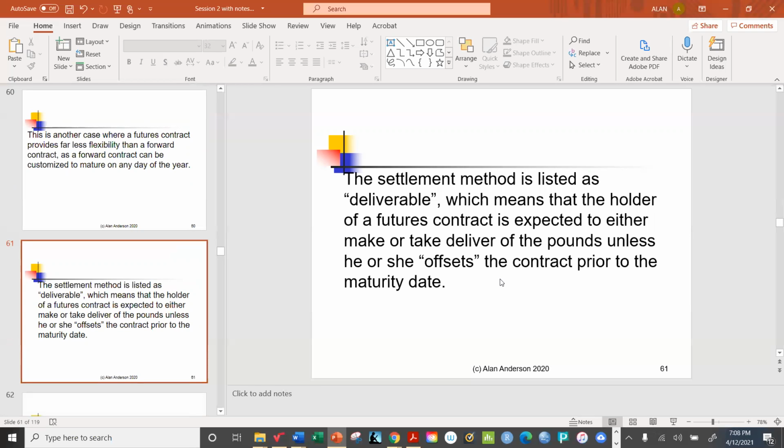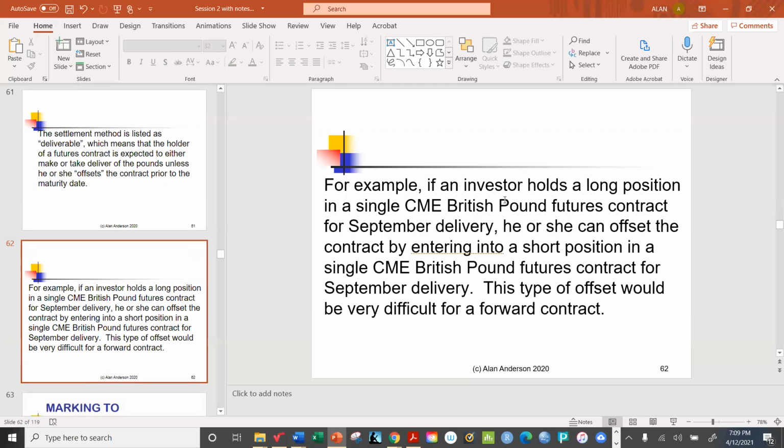Yeah, so the settlement method is listed as deliverable, which simply means that if you have a long position in a futures contract or a short position, if you're long, you're expected to take delivery because you're buying. And if you're short, you're expected to make delivery because you're selling. But it has to be done unless you offset the contract prior to the maturity date. But of course, they make that very easy for us so that most contracts are settled before the maturity date. That kind of thing would be difficult to do with a forward contract.